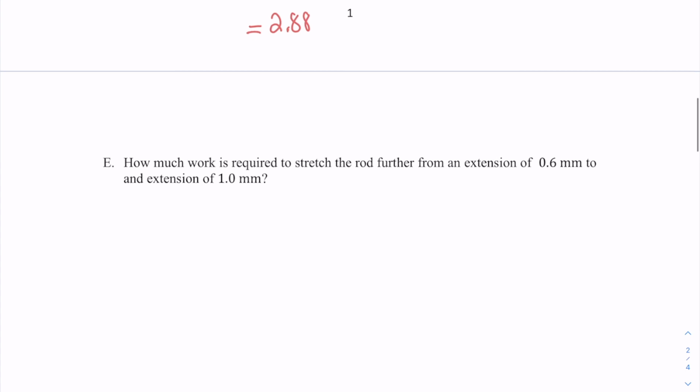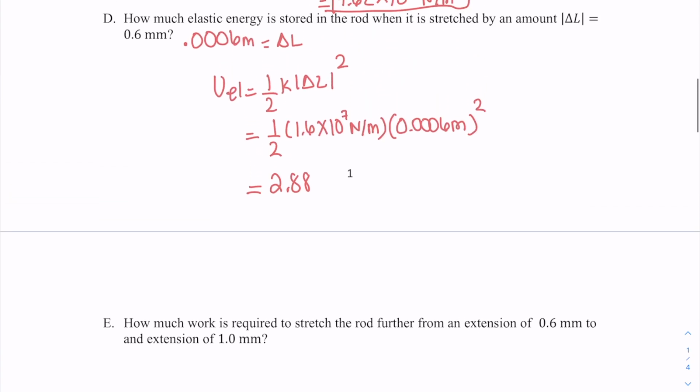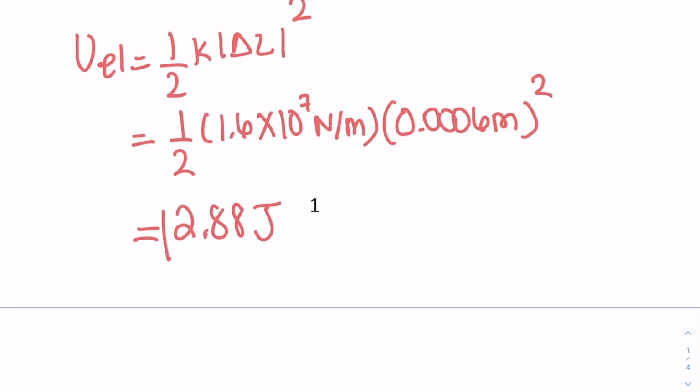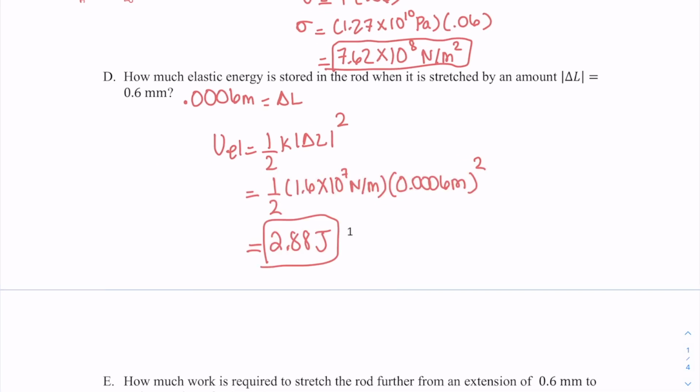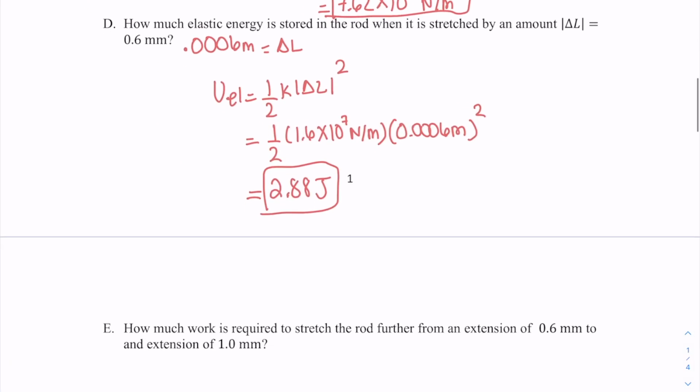All right, so here's the last part of the problem. How much work is required to stretch the rod further from an extension of 0.6 millimeters to an extension of 1 millimeter? Yeah, it's my bad, 2.88 joules. I forgot the units for that. This is elastic energy, so energy should be in joules, right?